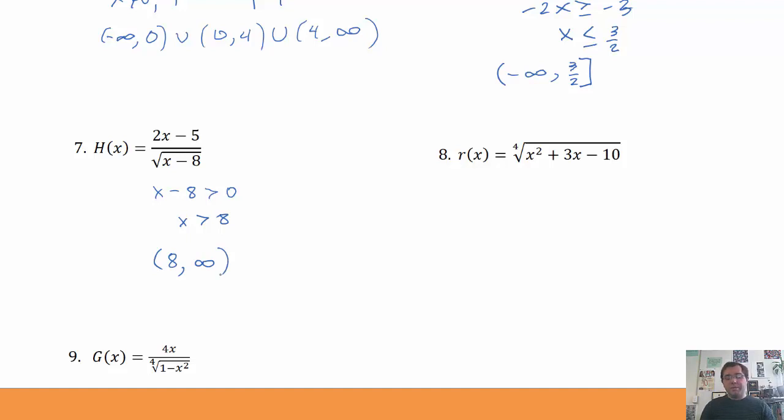All right, how about number 8? The fourth root of x squared plus 3x minus 10. A fourth root is an even root. Any even root, like 4 or 6 or 8 or 10 or 12 or 32, has the same problem as a square root. So we cannot have a negative number underneath this fourth root.